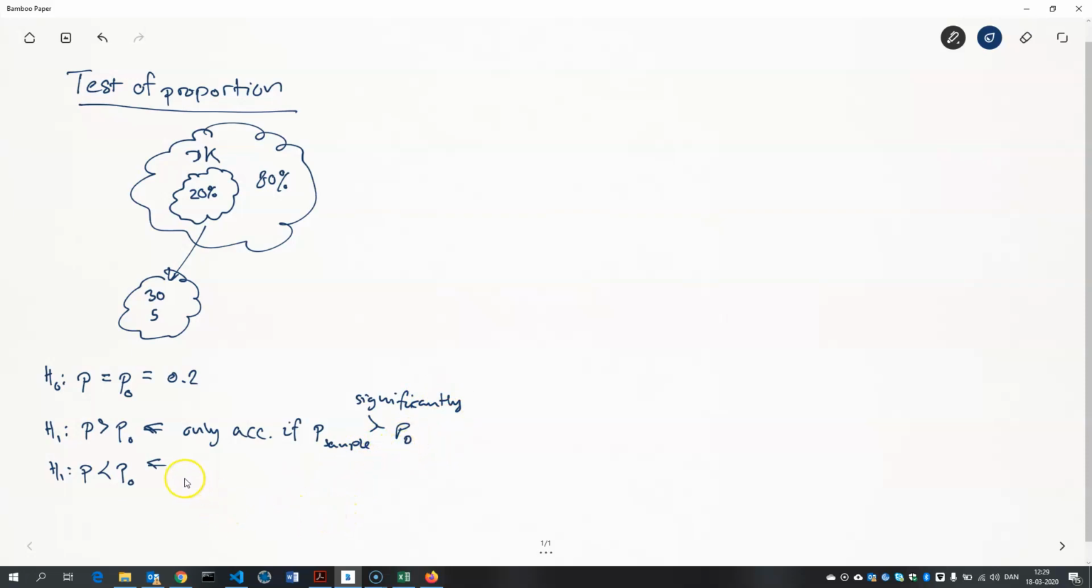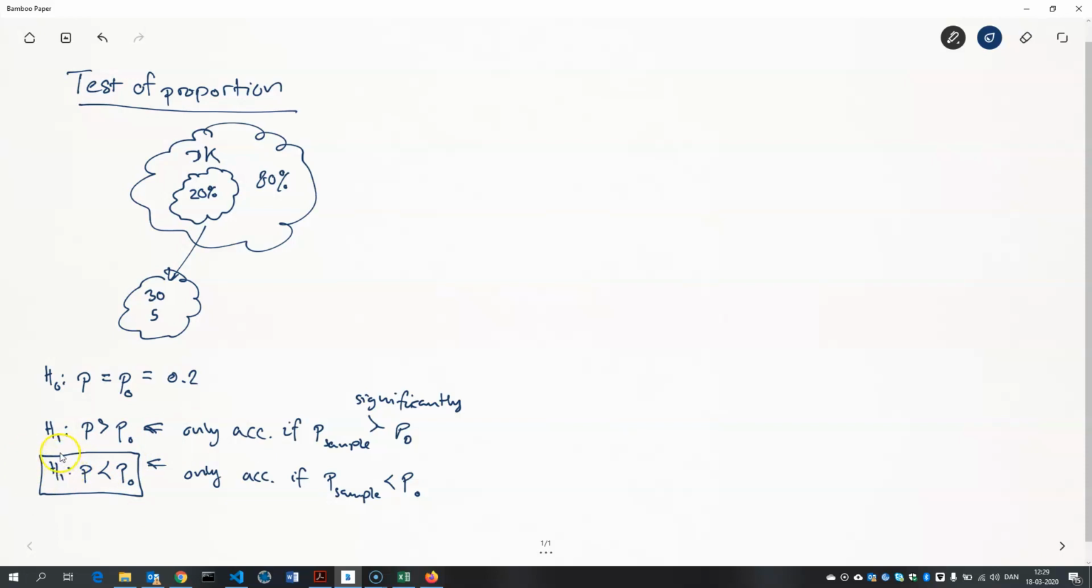And if we choose the other alternative hypothesis, we will only accept this alternative hypothesis if the sample proportion is significantly less than the hypothesized value of 20%. So which one should we choose? Well, if we want to convince the public, if we want to make a strong argument, then we should go with this one.